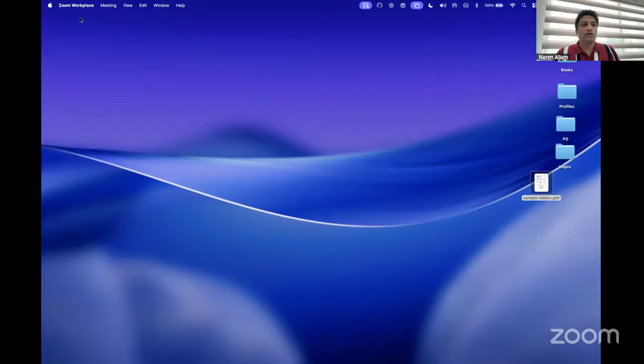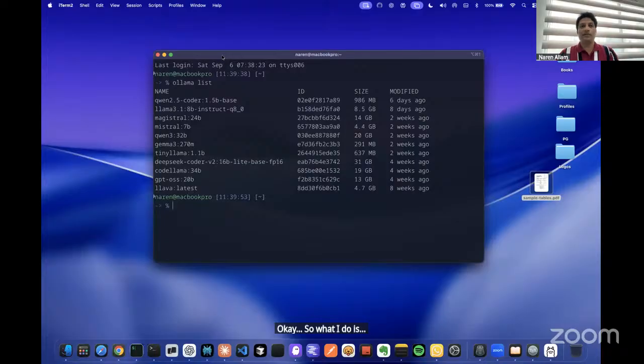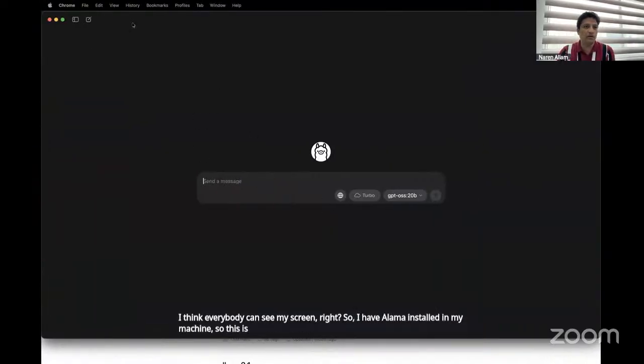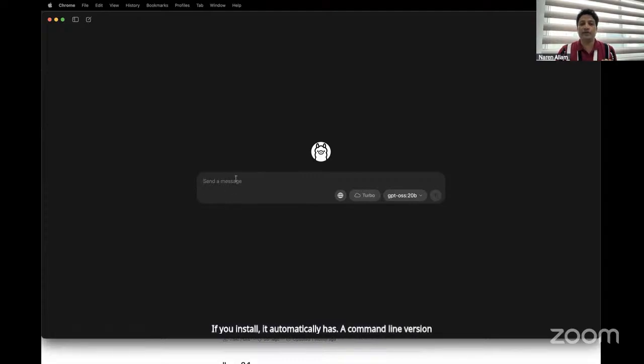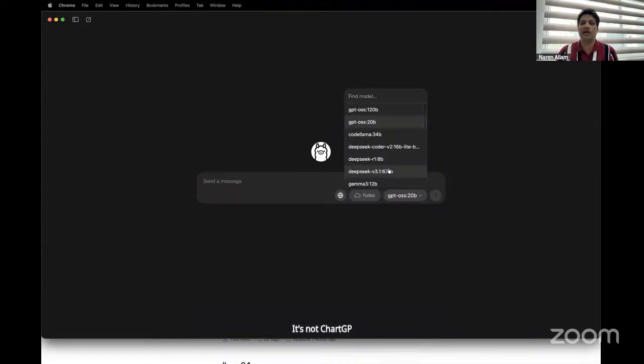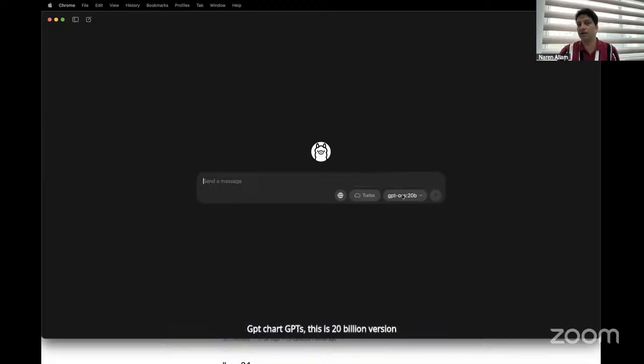I think everybody can see my screen, right? I have Ollama installed on my machine. This is the GUI version. If you install it, it automatically has a command line version and a GUI version. This is my local LLM. It's not ChatGPT. I'm not paying anything for ChatGPT or Gemini. This is GPT OSS, an open source model. OSS means open source. This is the 20 billion parameter version.